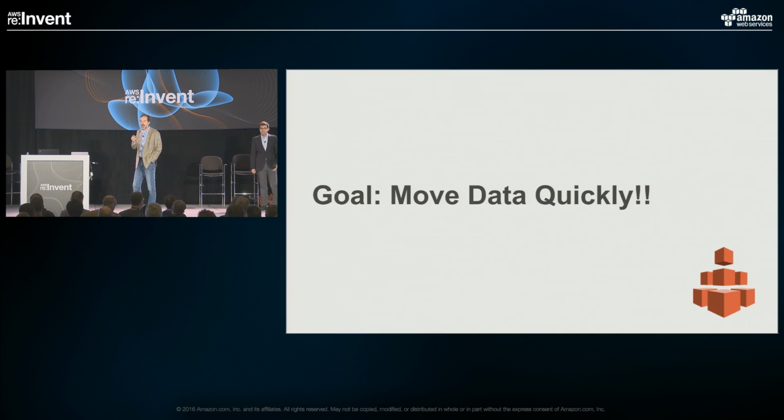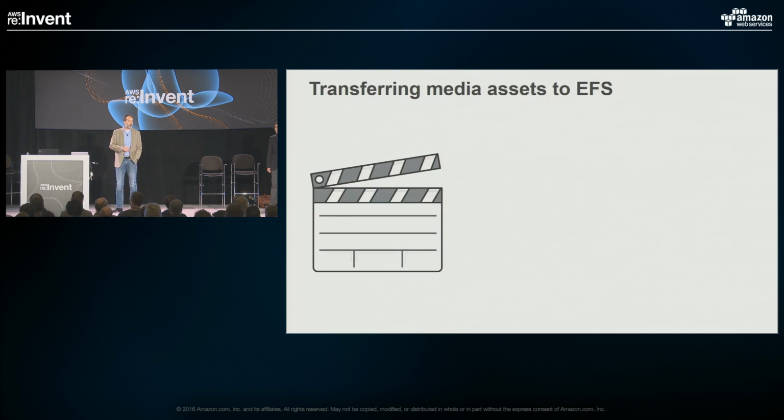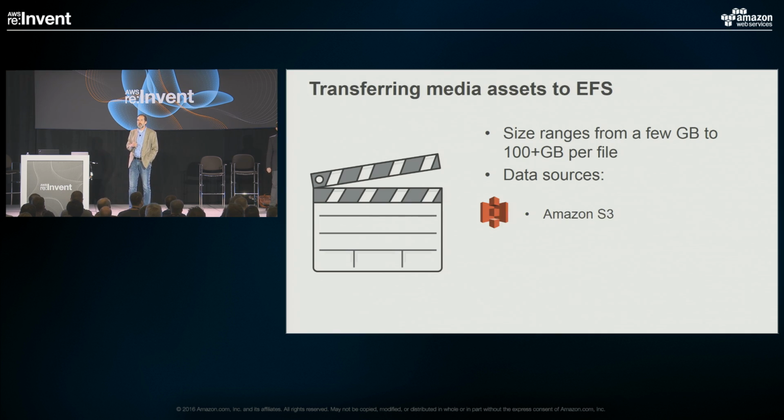So what do we want to do? We want to move a lot of data, big data, very fast. So that's what I wanted to do, and this is what we did. We had two scenarios. The first scenario was we wanted to transfer a lot of media assets. So we came up with random size files, ranging from 1 gig to 100 gig plus. We wanted to move them from S3 and EBS.